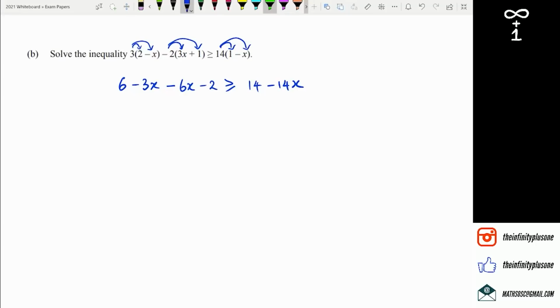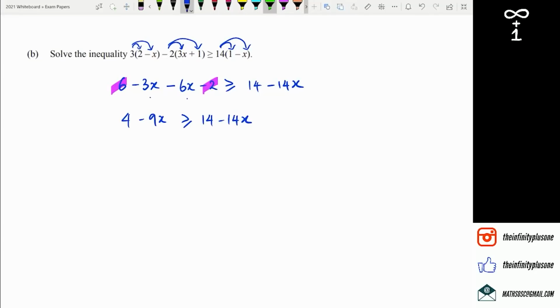All right, now we're going to simplify the left-hand side. We've got 6 and negative 2, which ends up being positive 4. And then minus 3x and negative 6x makes minus 9x. All of this is greater than or equal to 14 minus 14x. Some of you might be wondering if you need to worry about the greater than or equal to sign. With inequalities, just remember it is the same rules as when the sides are equal. There's only one change you need to remember, but I'll cover that towards the end of this problem.